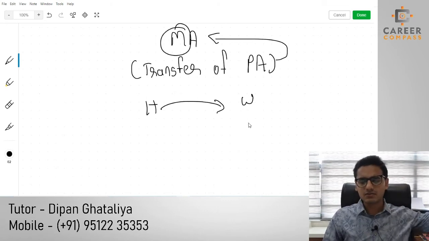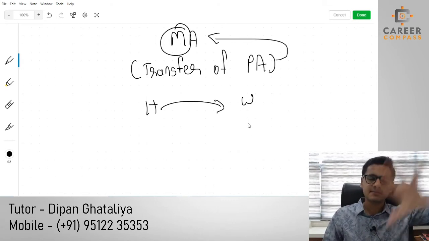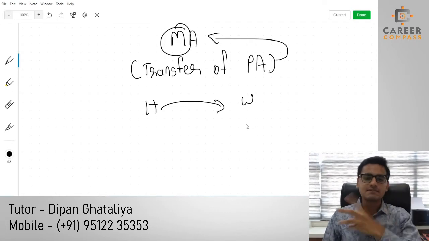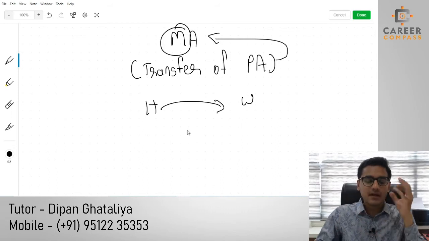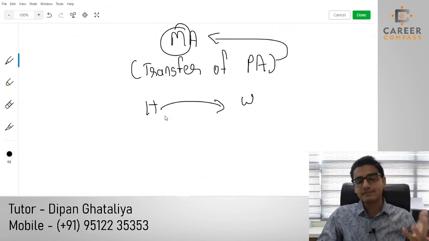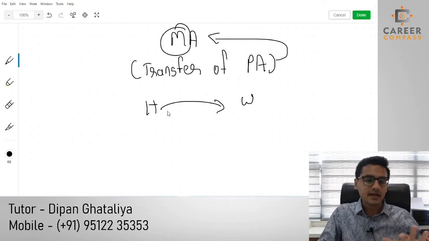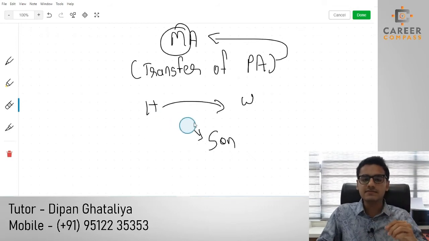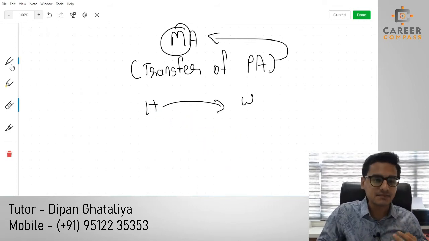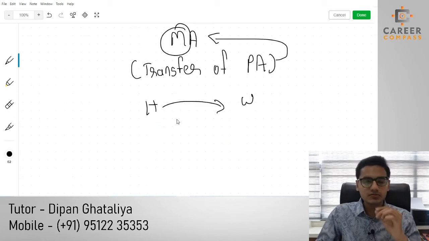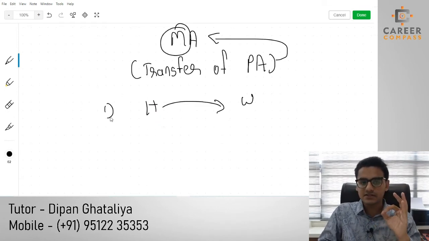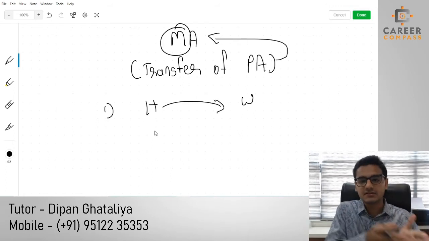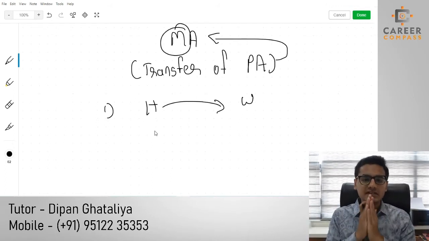Just like there, where we saw the residence nil rate band can be transferred to the spouse, here the marriage allowance is nothing but the transfer of personal allowance, and it can be transferred to the spouse only. A husband cannot transfer the personal allowance to a son or daughter. No, it's not possible. It's only possible if the receiving party is a spouse. That is the first condition: the transfer can be made to the spouse only.